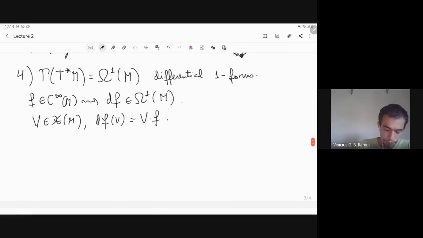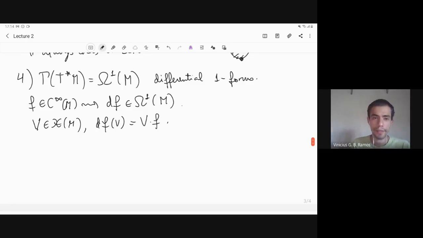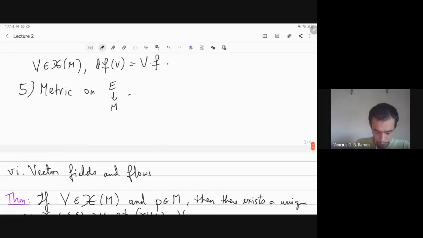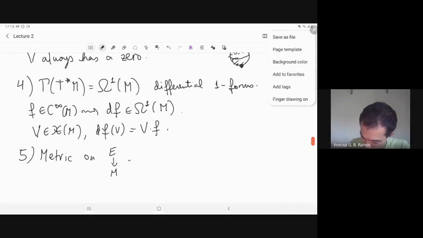Okay. Now I want to talk about a last kind of section, which is called a metric. So what is a metric on a vector bundle? And I think I'm going to add a page.